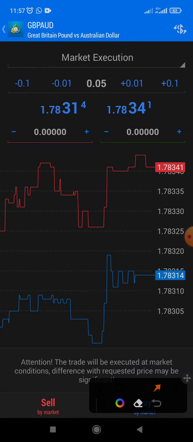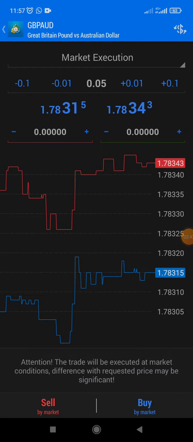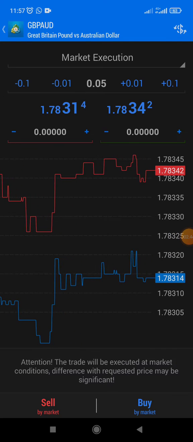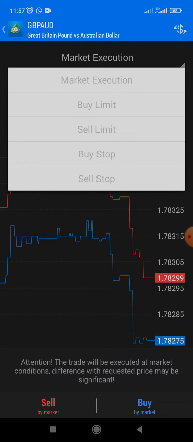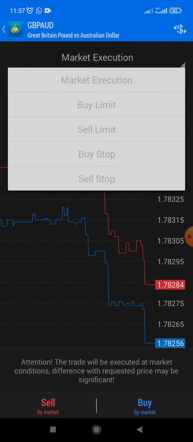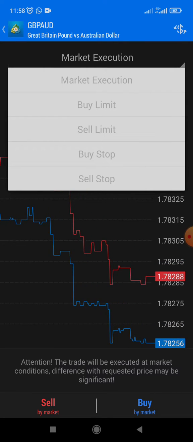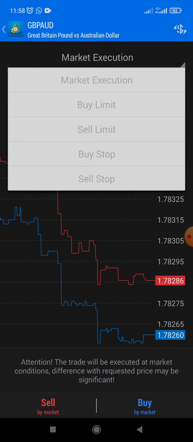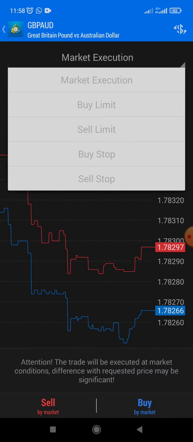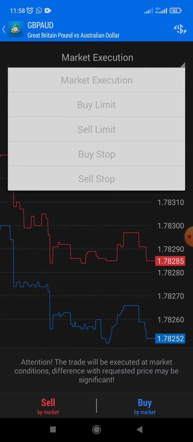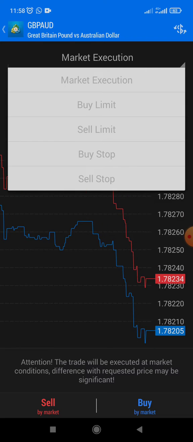So assuming you don't want to do market execution but you want to do a pending order, then you click at that portion where the market execution is. If you click on it, there will be a pop-up, and this pop-up you will see market execution, buy limit, sell limit, buy stop, and then sell stop. Apart from the market execution, all the others, which is buy limit, sell limit, buy stop, sell stop, they are all pending orders.